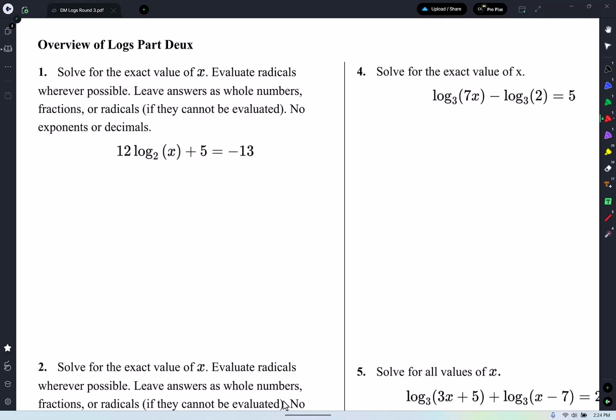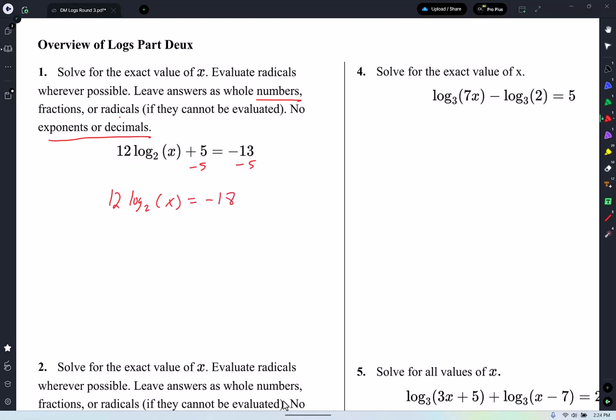My first move. Look at the first one. They give me some instructions here of what they want. It says leave answers as whole numbers, fractions, or radicals if they cannot be evaluated. No exponents or decimals. Okay, so no exponents or decimals. First move. I'm trying to solve for x. Move the 5. Minus 5, minus 5. 12 log base 2 of x equals negative 18.